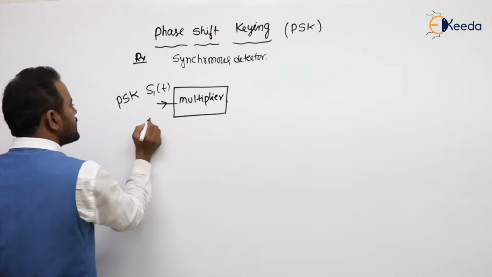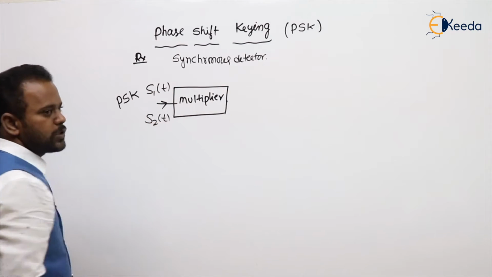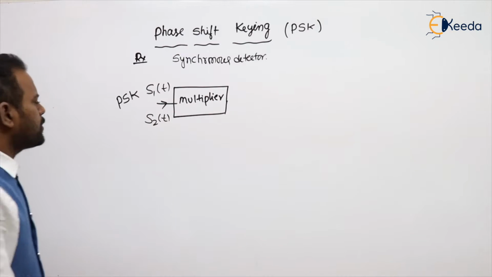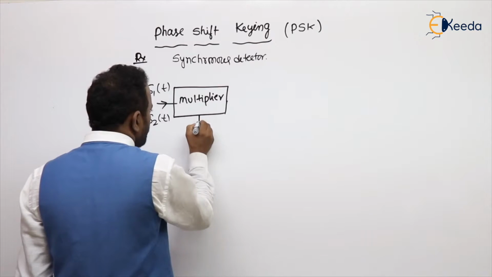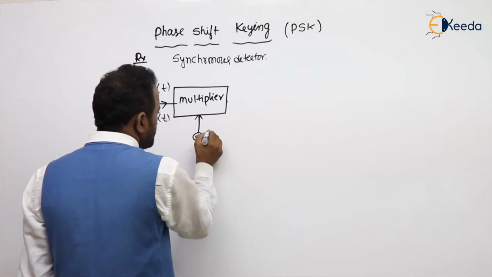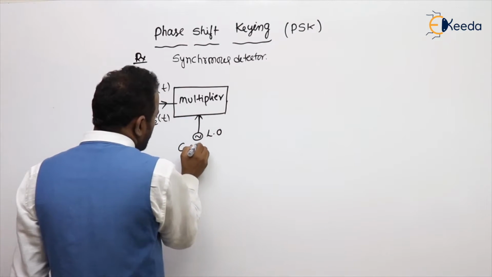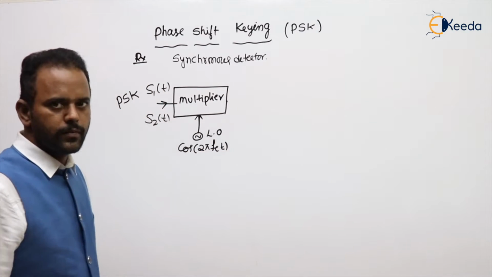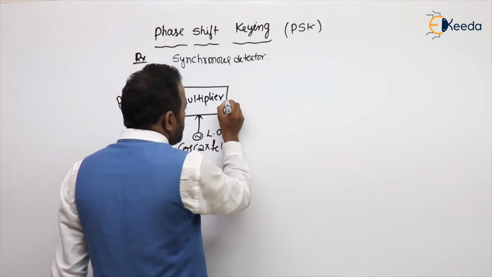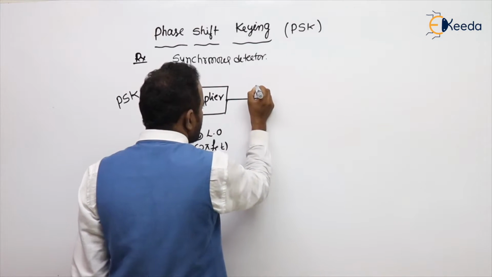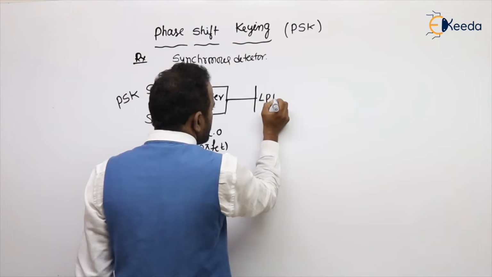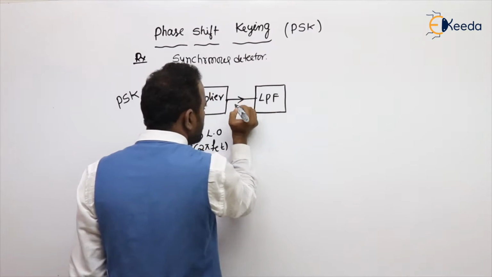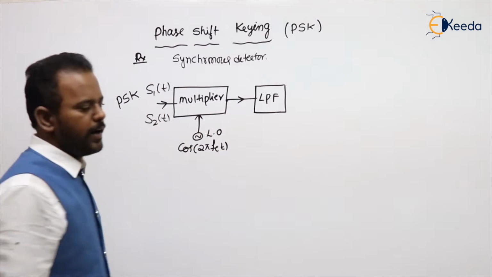Maybe the modulated signals are S1 of t and S2 of t. Are you getting my point? And what is the other input to the multiplier? We are taking it from the local oscillator, which is nothing but cos 2 pi FCT. The output of the multiplier is taken. What is the next block? The next block is the low pass filter.